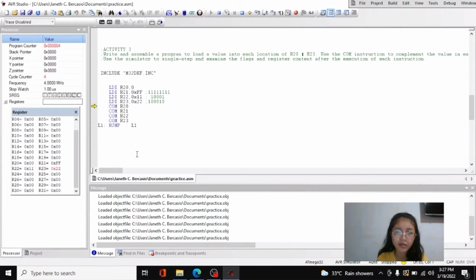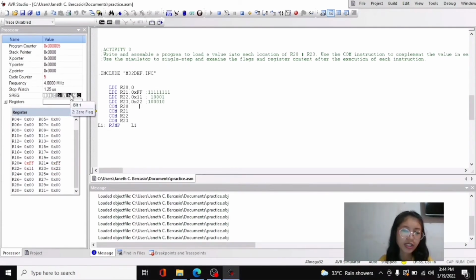Now we will be getting the complement of R20, which is 0. Okay, so we have the S and C flags after complementing R20, which is 0. Our status register raises flags S and C. So we had the C flag, since it's assuming that there is a number added to a 0, that's why it became 1 1 1 1 1 1 1 1 in binary.